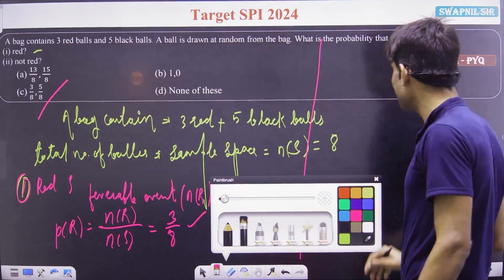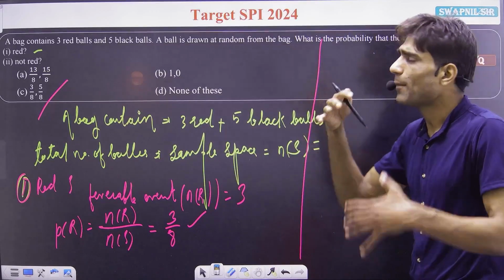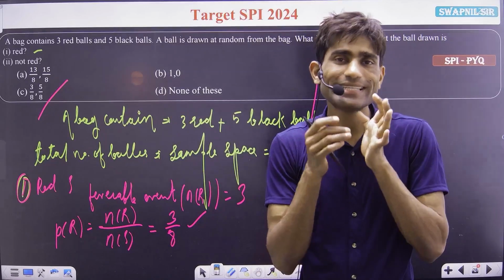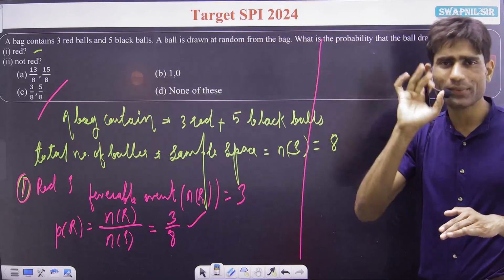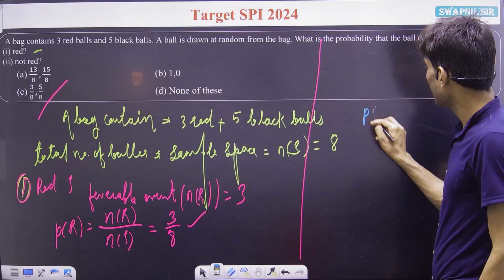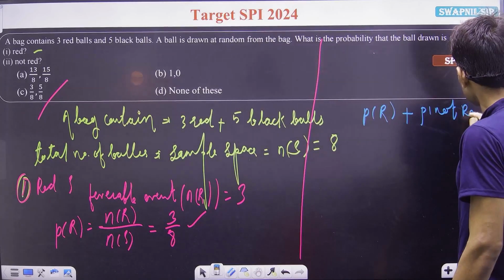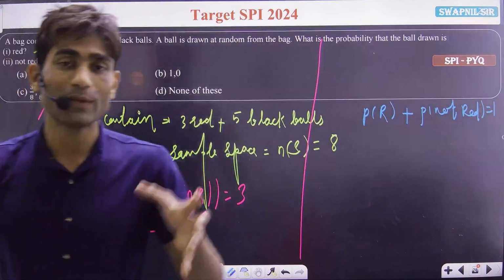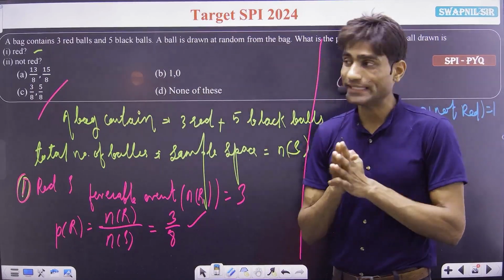The remaining part asks what happens if the ball is not red, and what the probability is then. We know that the probabilities of a sure event and its complement add up to 1. That means the probability of the event red plus the probability of the event not red is equal to 1. Always remember that the addition of the two probabilities, red and not red, always gives the value 1. Make sure you understand this concept.